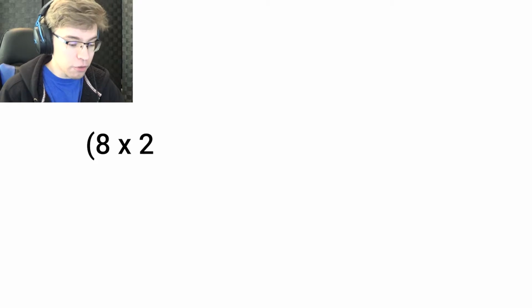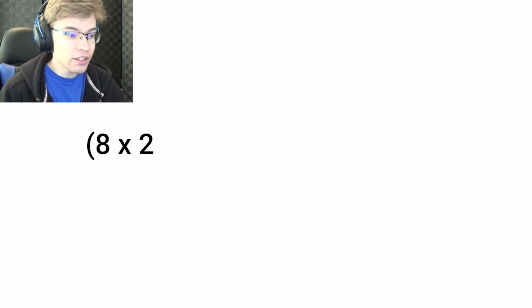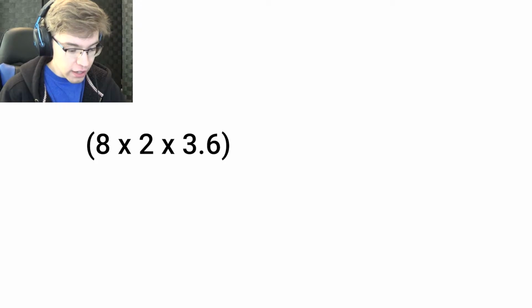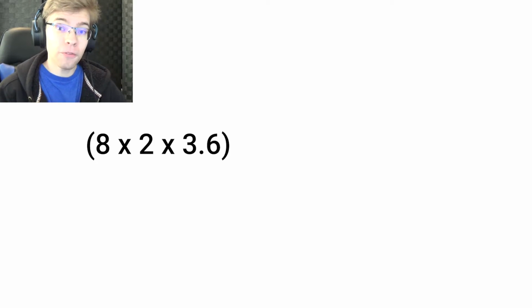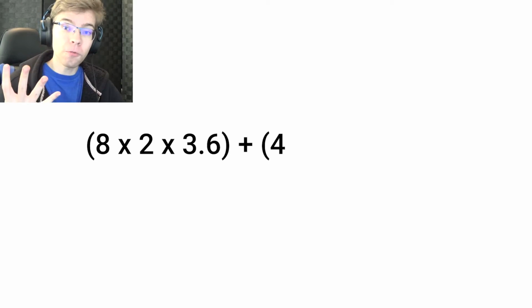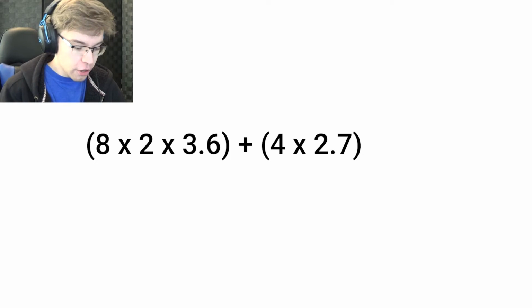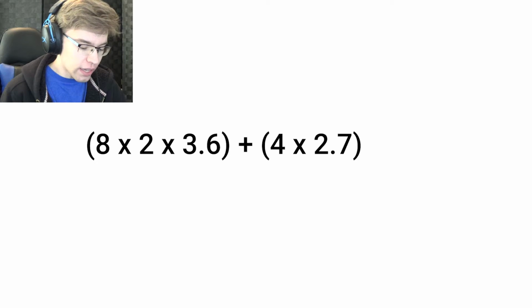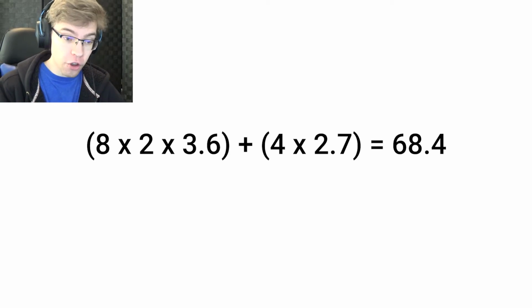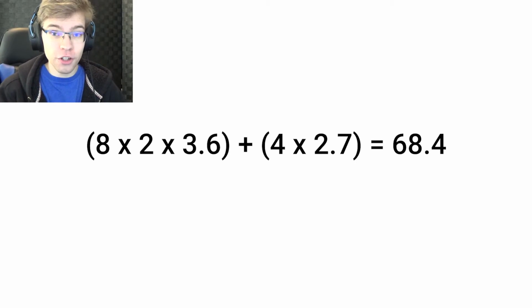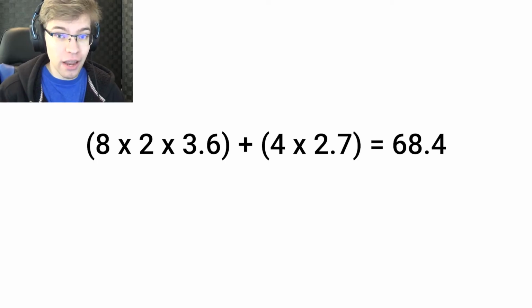Now, what you have to do in this case, you have 8 P cores times 2 because it's hyper-threaded, times 3.6 of the speed. That's 57.6. You take the 4 E cores, you don't do anything because it's not hyper-threaded, times 2.7, which is 10.8. So you add those two together and you get 68.4. So it's actually faster than my first example CPU.